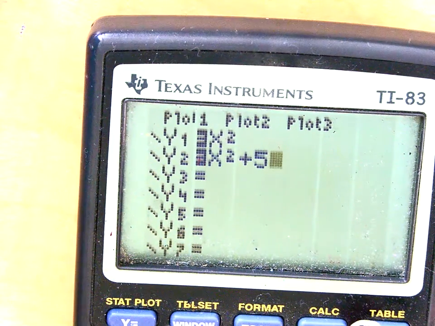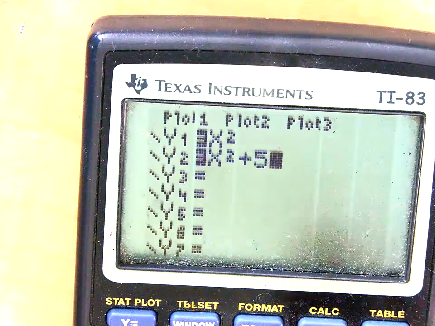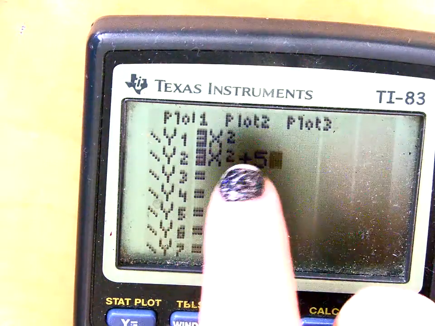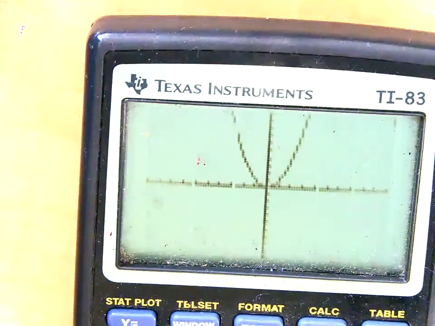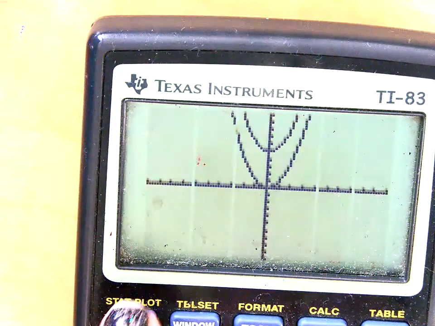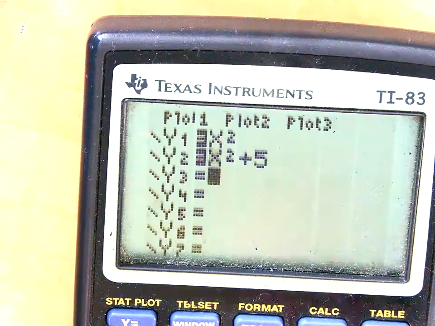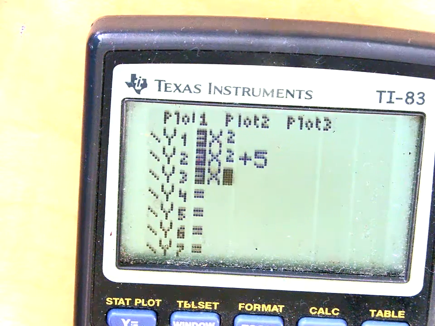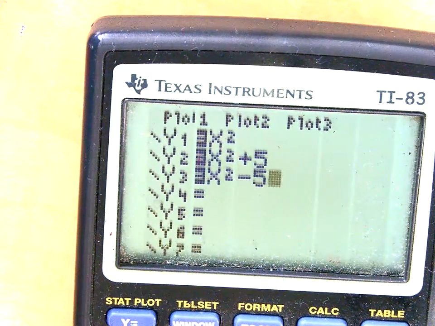Well, let's see. When I hit graph, it'll show you the original, and then it'll graph the new one. So there's the original, and now, ooh! Christina was correct. It shifted the whole thing up 5. How interesting. So, what do you think would have happened if I had done minus 5? Yeah, it's probably going to bring it down. Let's try it just to be sure.